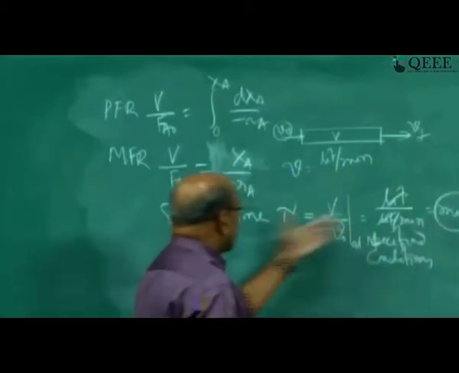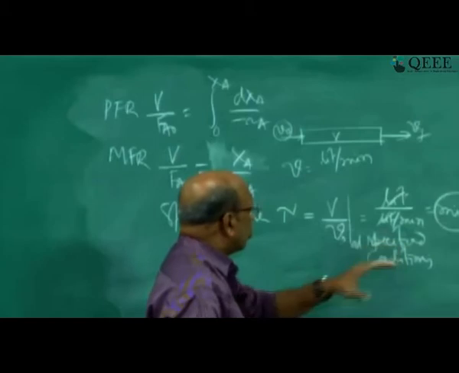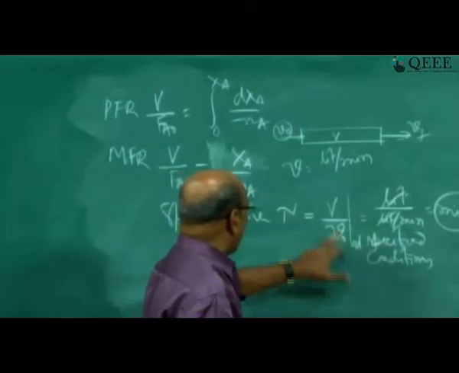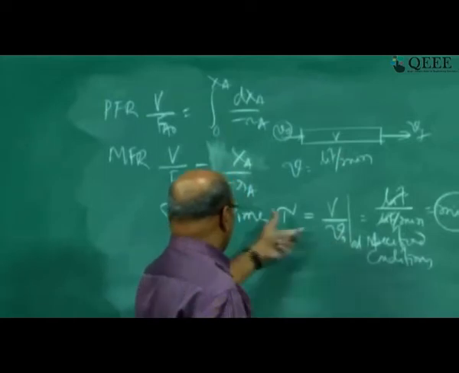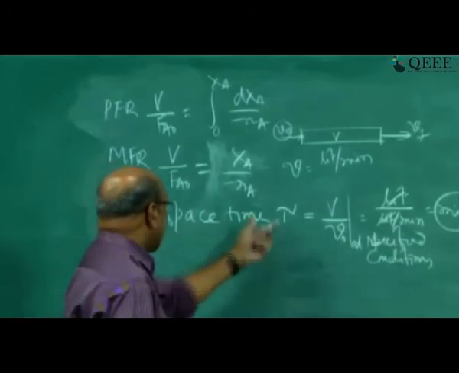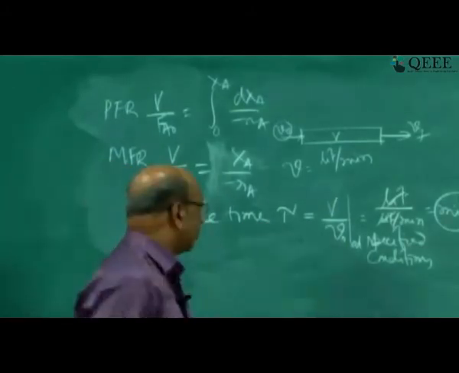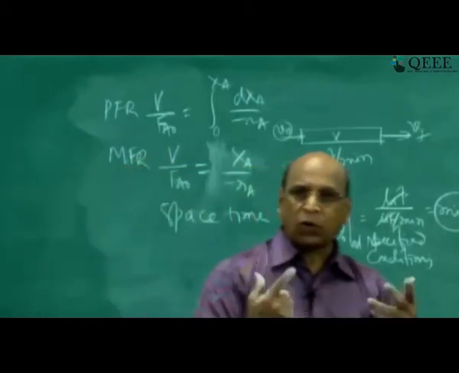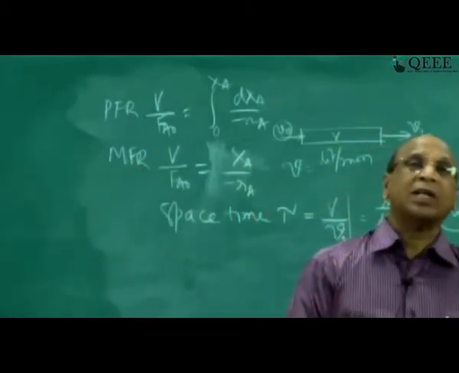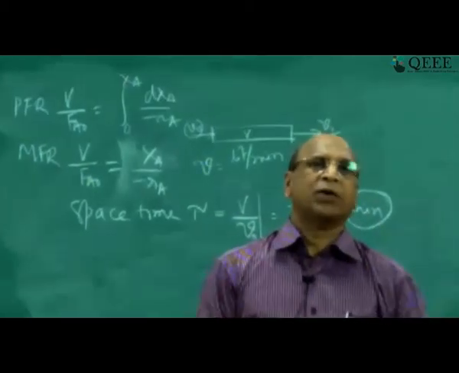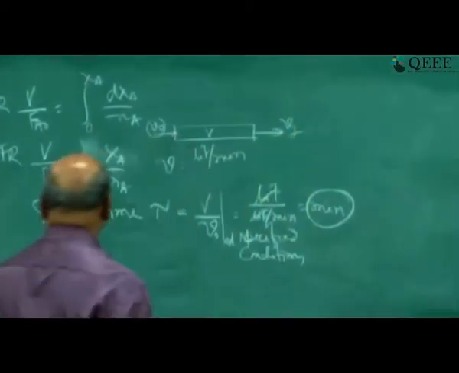Of course, it's not the simple thing I am deriving here, but through residence time distribution studies also we can prove the space time as volume by volumetric flow rate. And the physical meaning of space time is that it tells us the time required to process one reactor volume. So that is the meaning of space time.